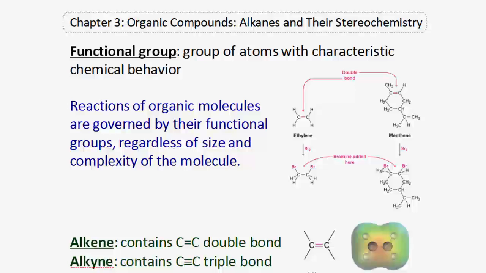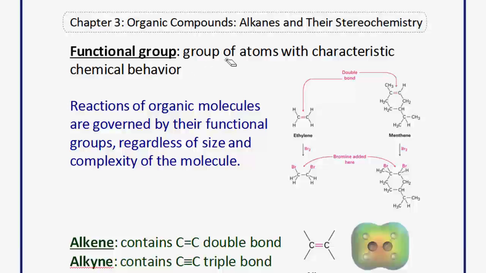That's what stereochemistry is. But before we actually do that, we're going to talk a little bit about functional groups, and that's just the way we classify organic molecules. So the alkanes chapter is a good time to do that, since alkanes are sort of the baseline where we start with organic molecules. We can build functional groups on top of an alkane skeleton. So a functional group itself is just a group of atoms with characteristic chemical behavior.